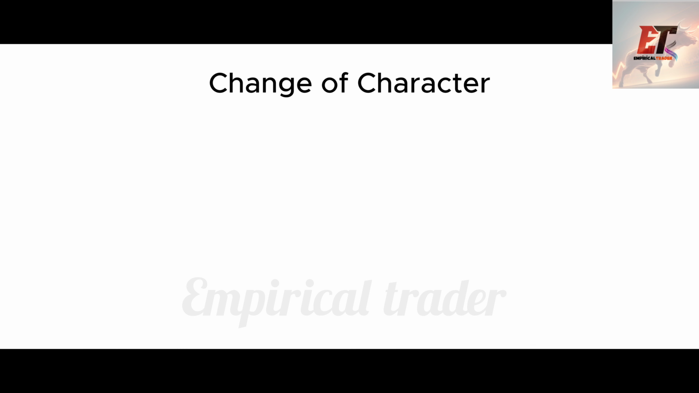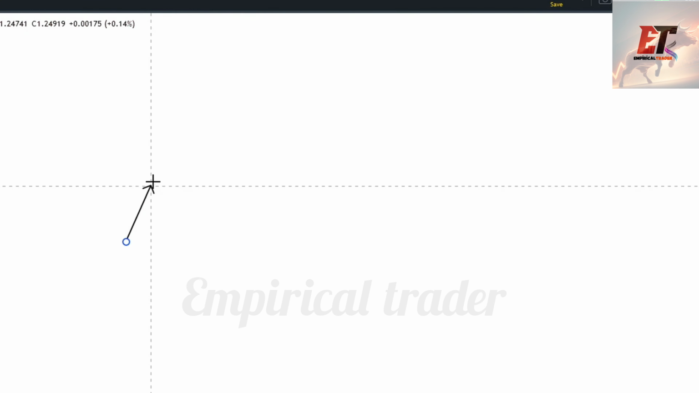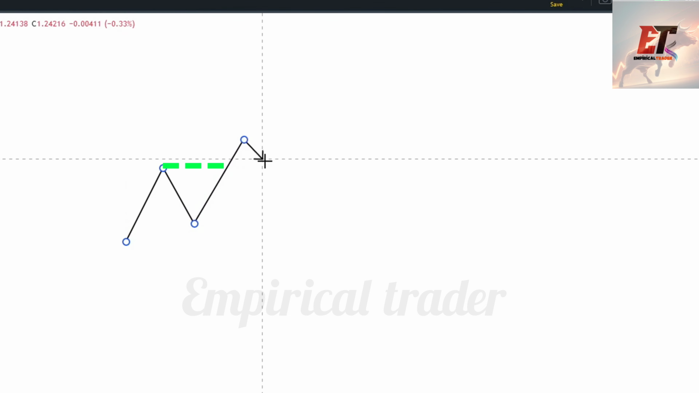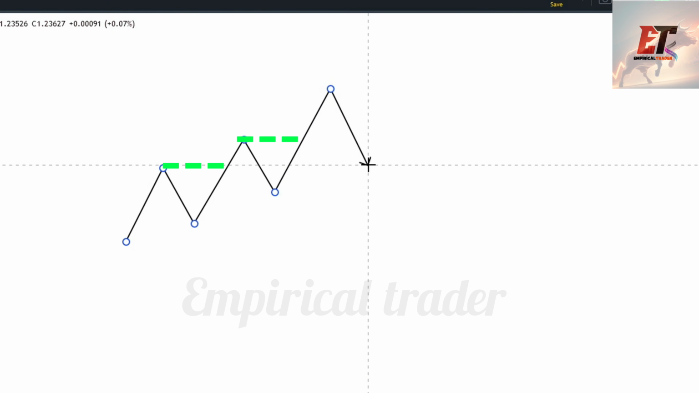Another structural market movement is the change of character. The change of character is the flip or reversal of the overall trend. In this bullish example, we have the breaks of structure as mentioned before. We clearly observe that we are in an uptrend. Until this point, you should have no problem spotting this pattern. But what if price cannot break the previous high?